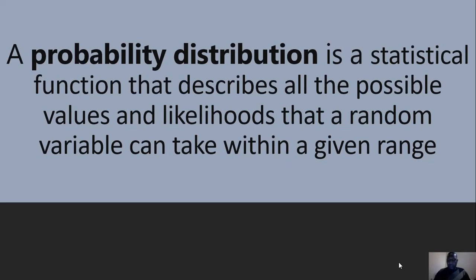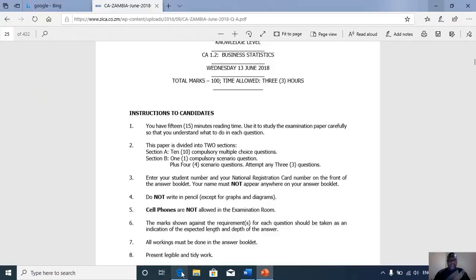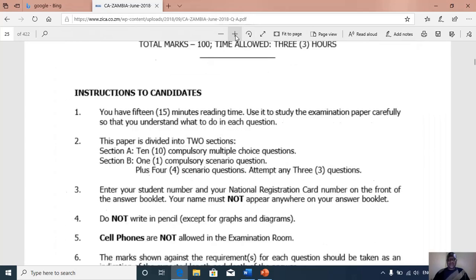So we are going to go to our question paper that we've been looking at. We've been looking at the 2018 June CA 1.2 final exams, and that's the question paper where currently I'm picking some questions to be used as examples. So straight away we go to that particular question paper. Okay, so there we are. This is CA 1.2, the June 2018 exams for CA.